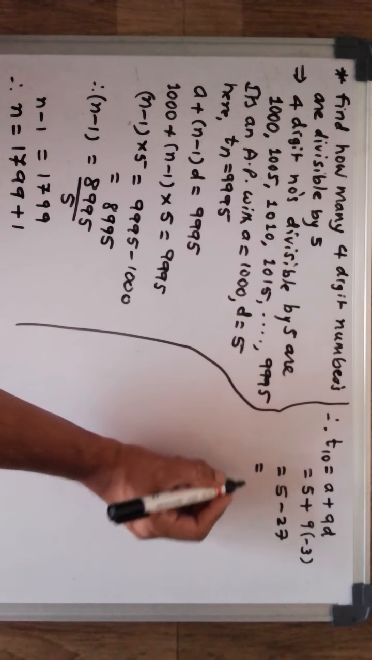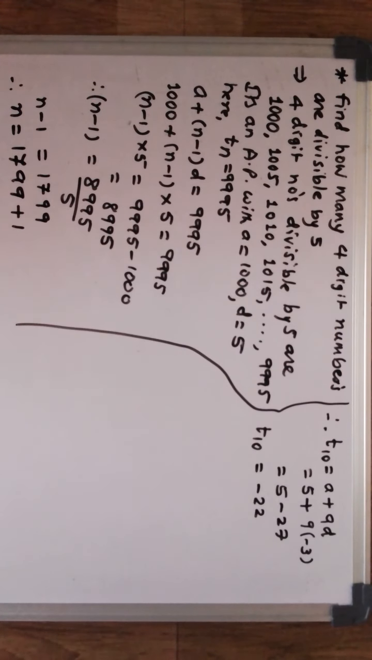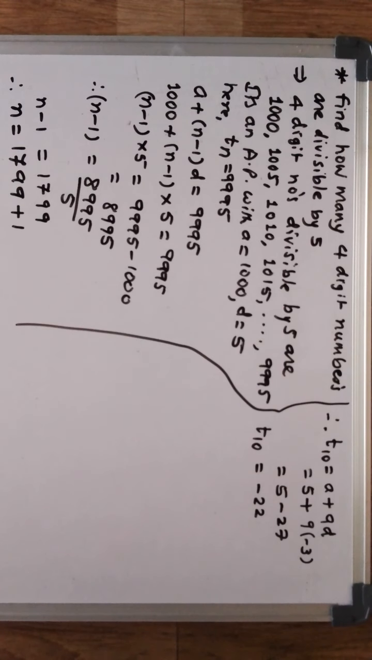So 27 minus 5 is 22. So term number 10 is minus 22. Now this is the traditional way of solving, where you cannot use any kind of trick. But you are with Samir sir, so he always has some tricks for you. I am not advising you to use it every time, but sometimes you can use it.